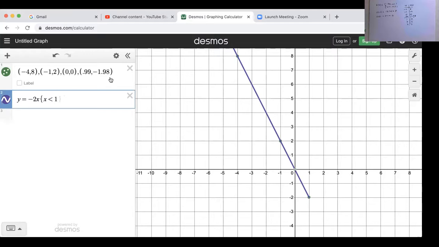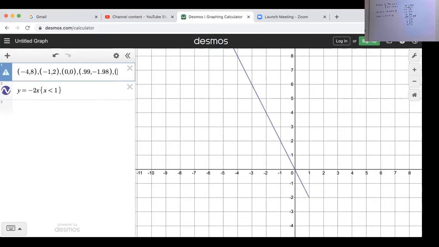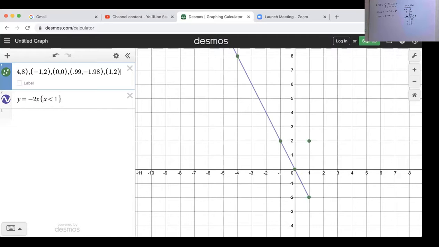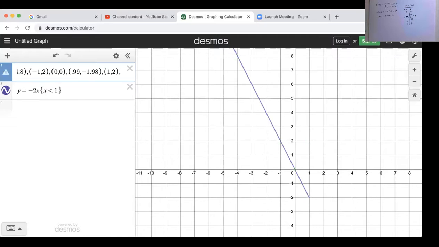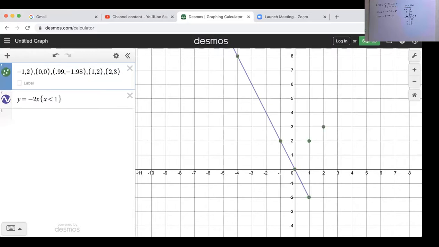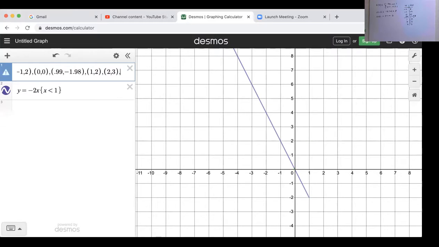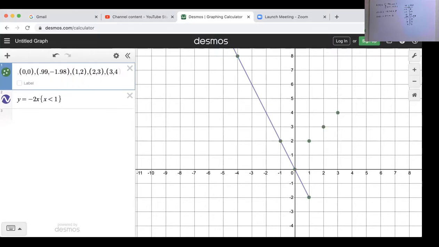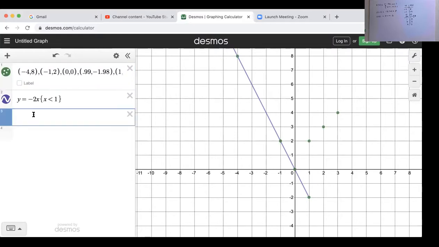Now, the other points on the graph that we had: 1, 2. Again, this is all one function. 1, 2 was there. Then we had 2, 3 there, and then we had 3, 4. And you can see, okay, we can figure out that branch. That branch is y equals x plus 1 when x is greater than or equal to 1.